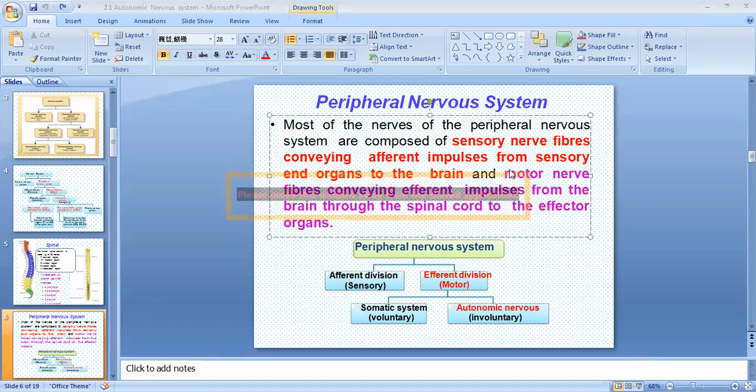So I am going to withdraw my hand from that pin. So what happened? The impulse from the sensory nerve is carried to the brain, and the motor nerve is going to give the response to that.